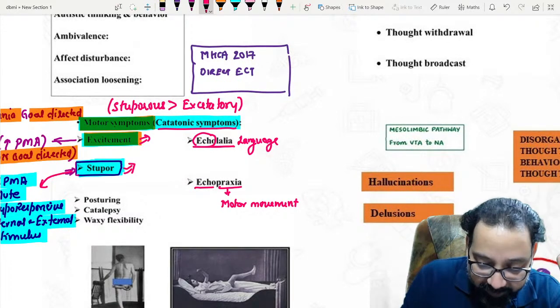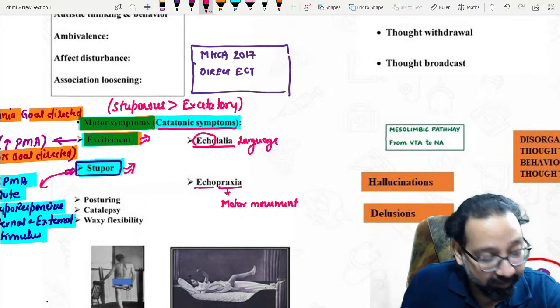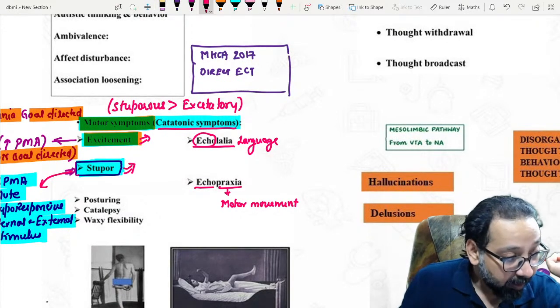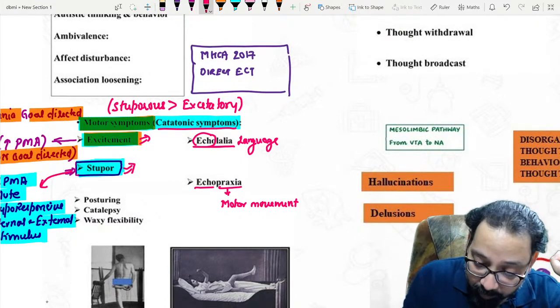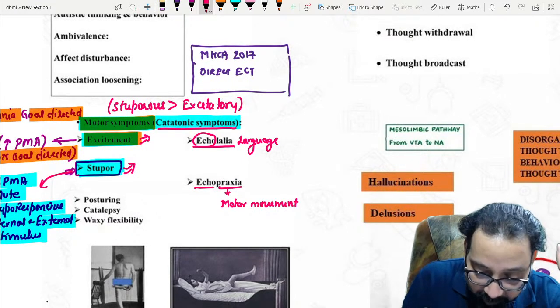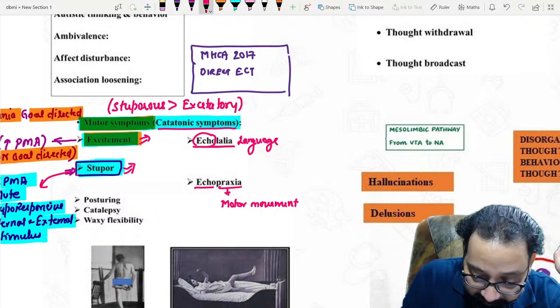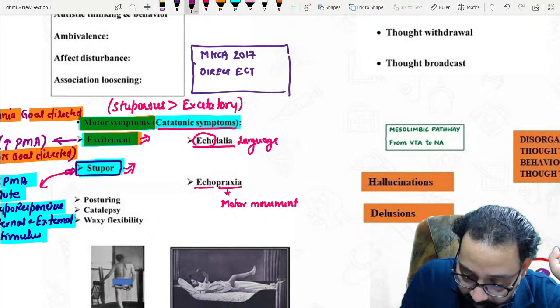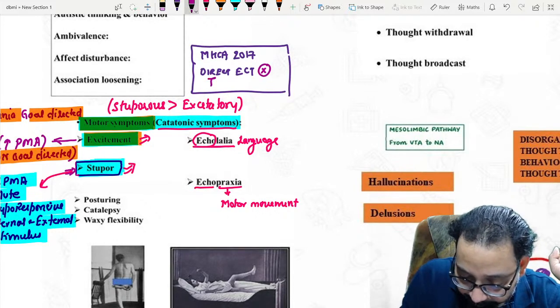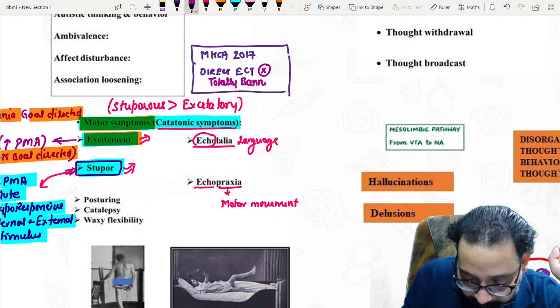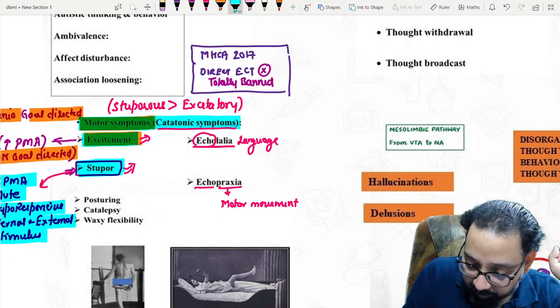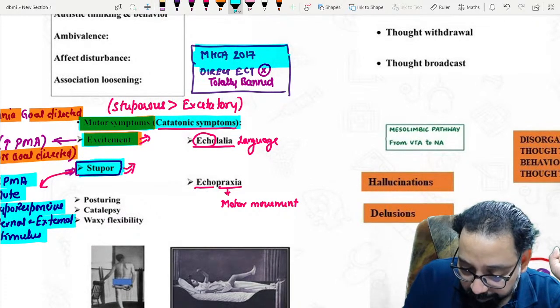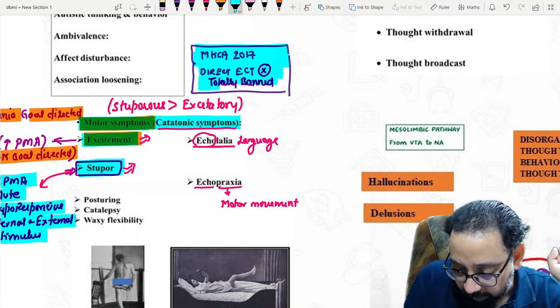2017. I will discuss the Mental Health Care Act in detail because this is a hot topic now. According to the Mental Health Care Act 2017, direct ECT is totally banned. Just to give you an important point, because questions are asked.